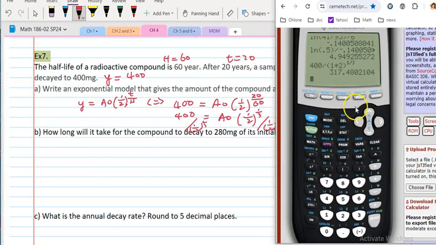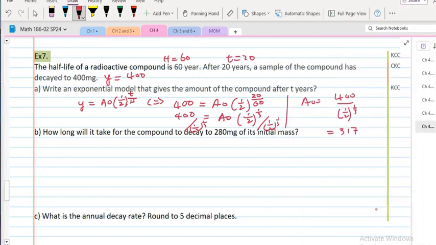317? It doesn't make sense. Oh, I did 1 times 2, which is wrong. 400 divided by, this should be more. 1 over 2 or 0.5, right? To the power, open parenthesis, 1/3. When you do this on your calculator, you should say 1 over 3. Always close it. Always use parentheses. 503.968.